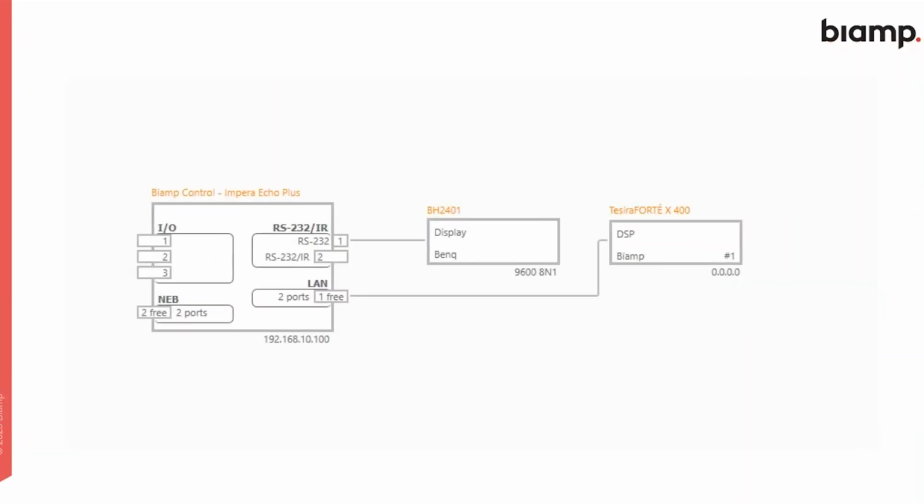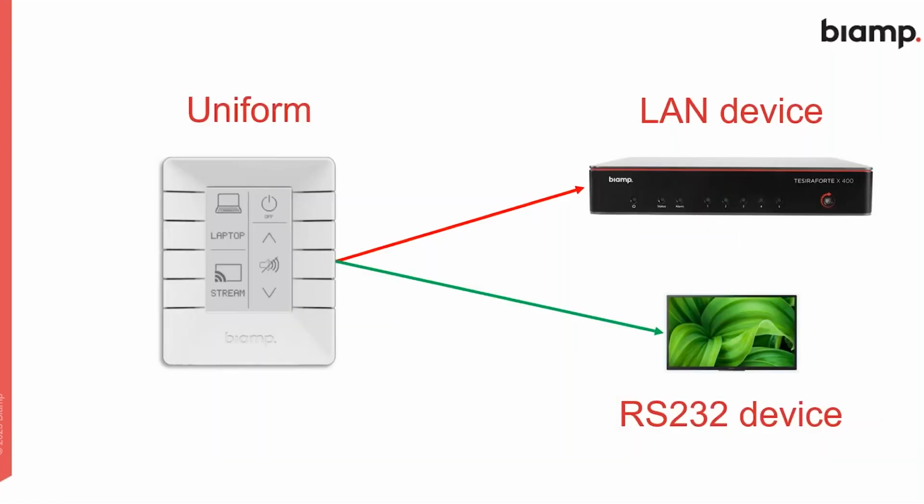So this is how that will look inside Project Designer. So you can see the representation of the Echo Plus, the display that I chose here, a BenQ, and then the Forte X, but it could of course be any audio processor or any processor in our libraries.